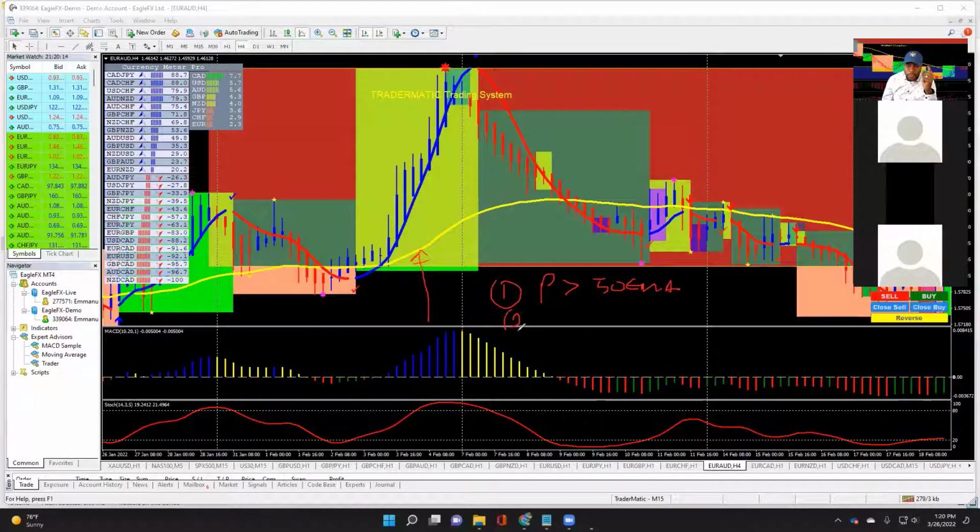Number two, the candle must be bullish. That is, this Ekineshi candle must be bullish. Number three, your MACD Pro must be bullish. And we will explain all of this.